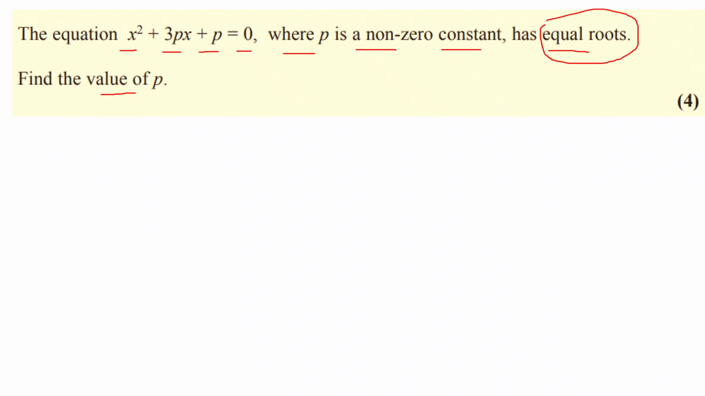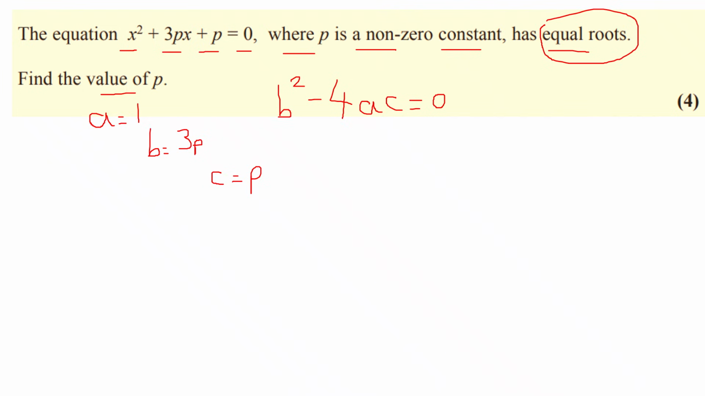Now, if we have equal roots, it means the discriminant, the bit inside the square root of the quadratic formula, b squared minus 4ac, must be equal to 0, for us to have equal roots or repeated roots. So we know that a is the coefficient of x squared, so a is equal to 1. b is the coefficient of x, so b is equal to 3p. And c is our constant term, so c equals p.